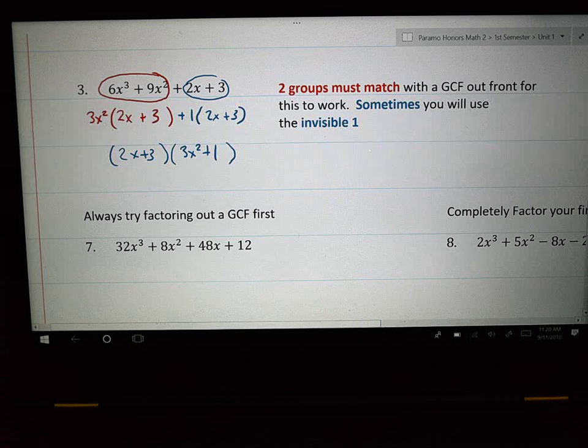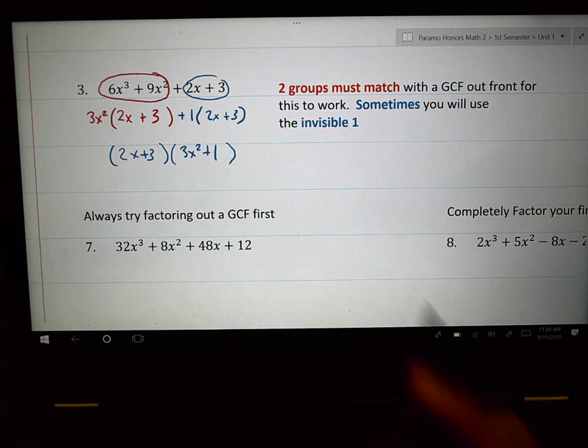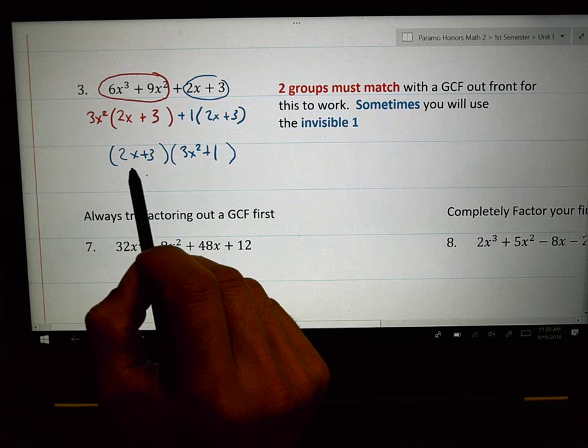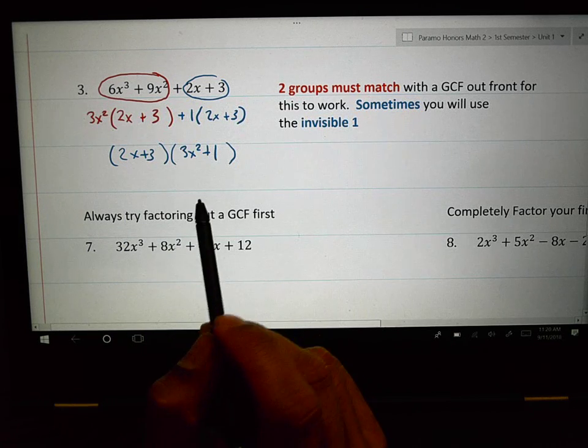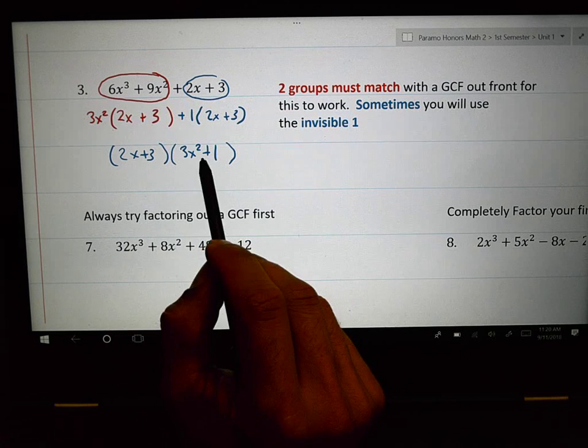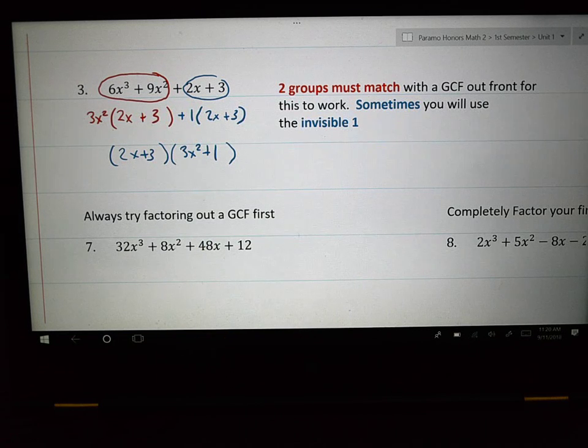A few other things that I need to mention, because remember, they're trying to trick us, and they're going to elevate your game, meaning they're going to make this harder and make you smarter. Is there a GCF inside here? Is there a GCF inside there? No. You should always double check. Does it factor further? Is there a difference of squares? Is there a trinomial factoring? If so, you're going to do that.